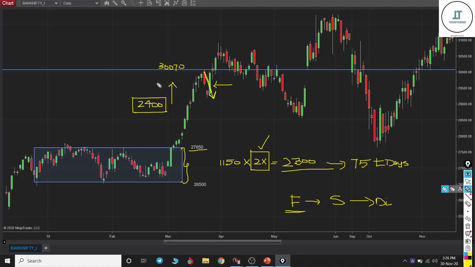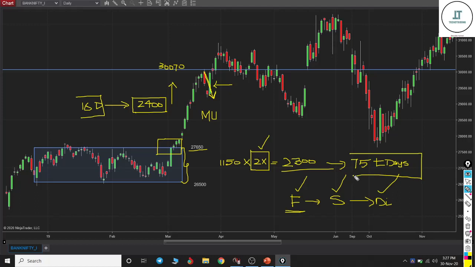That is almost in a span of 16 days. In a span of 16 days, it has made a 2,400 points upside move. So the markup phase was faster, it was stronger, and price moved in the direction of the breakout. Why faster? 16 days compared with 75 days.